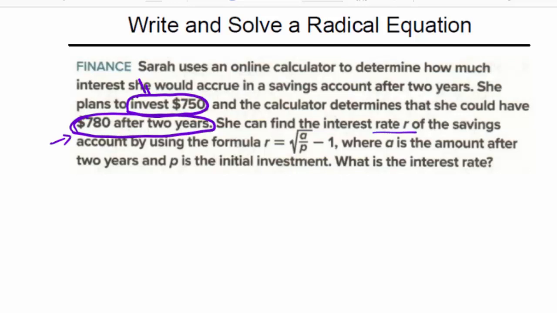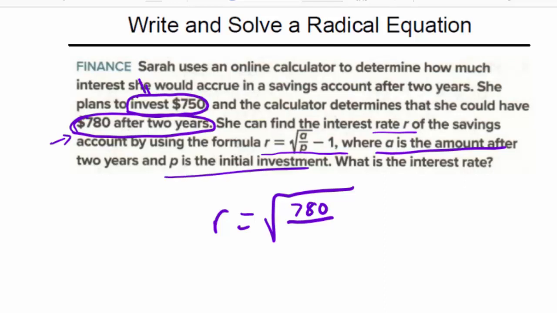She can find the interest rate, which is R, by using the formula R equals the square root of A over P, minus 1, where A is the amount after the 2 years. I'm going to write that down. R equals the square root of A, the amount after 2 years, which was 780, divided by P, the initial investment, which was 750, minus 1 from the whole. Now, notice that the minus 1 is not under the bar for the radical, so that's not part of the radical, just the fraction 780 over 750.